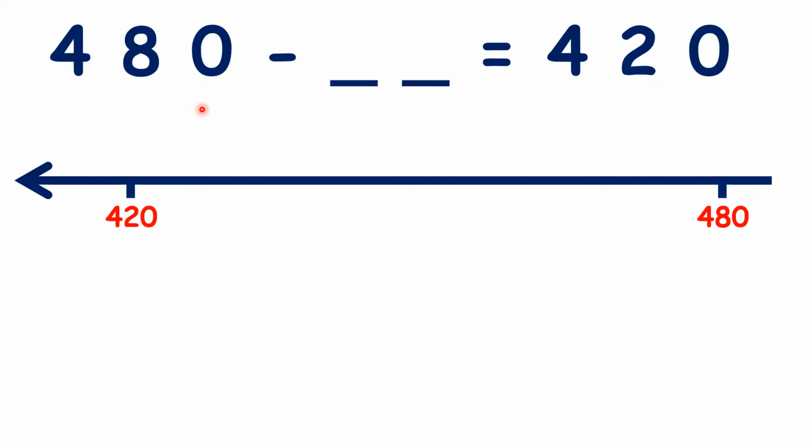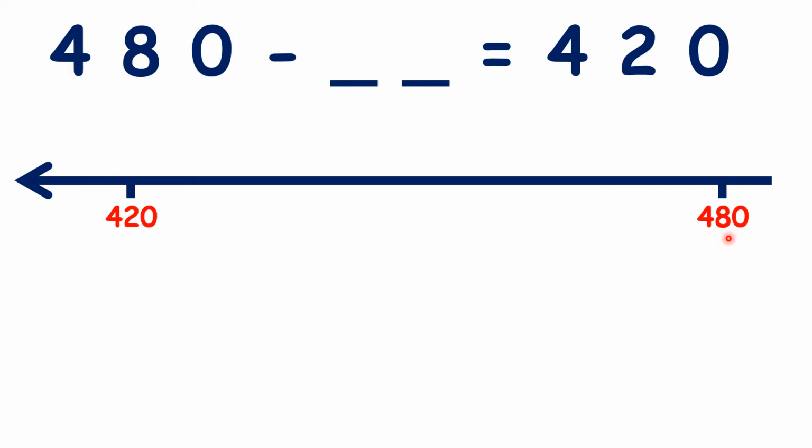Here we have 480 minus something equals 420. So on a number line, we can count back from 480 to 420, and because 480 and 420 are both multiples of 10, they're both in the 10 times table, we can count back in tens.